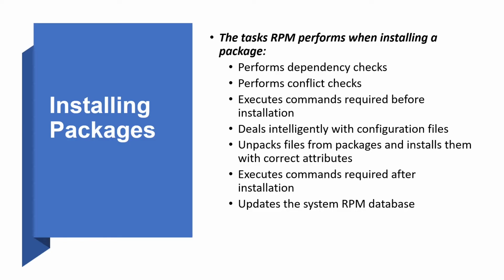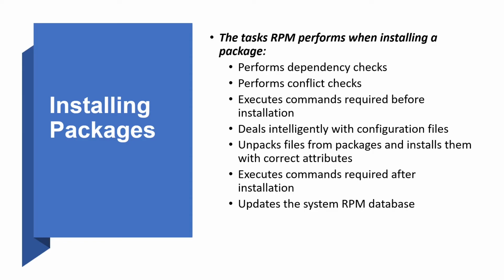The first one performs dependency checks. RPM performs dependency checks, right? This is necessary because some packages will not operate properly unless some other package is also installed. Conflict checks. RPM performs conflict checks, including attempts to install an already installed package or to install an older version over a newer version. The developer building a package can specify that certain tasks can be performed before or after the install, right?